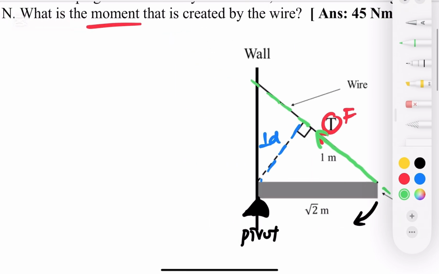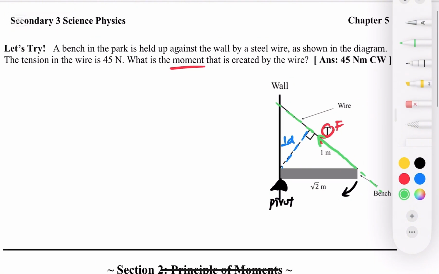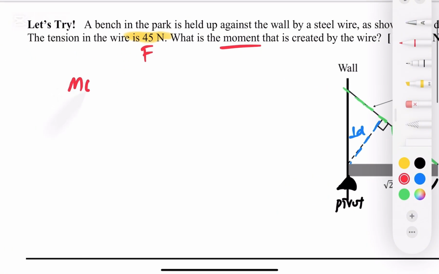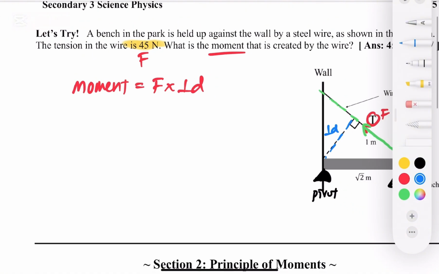In this case, we will use Pythagoras theorem, even though it's not really in the syllabus, but just go with it. As usual, we highlight the question first. We have the tension to be 45 newtons. It's actually given, so this is the force, and we need to find the perpendicular distance. So first, let's write down the formula. Moment equals force multiplied by the perpendicular distance. We have the force to be 45 newtons. The next thing we need to find is the perpendicular distance.